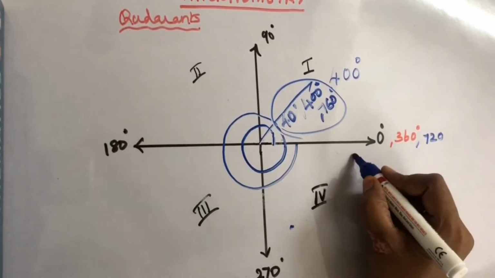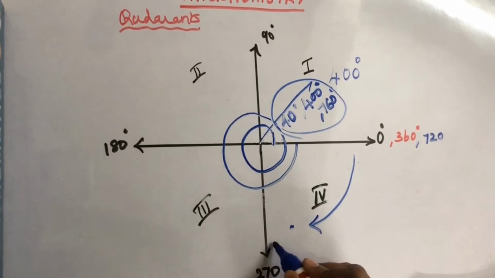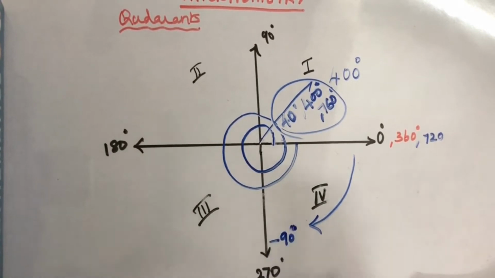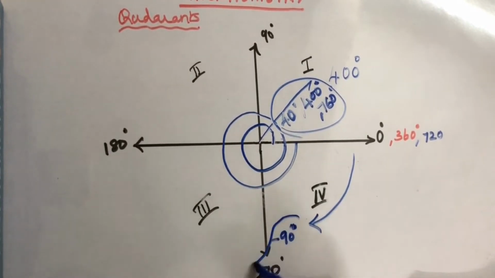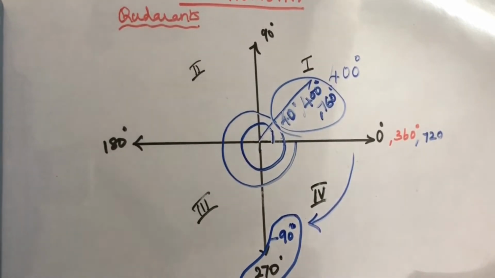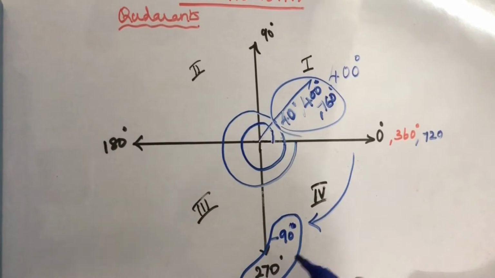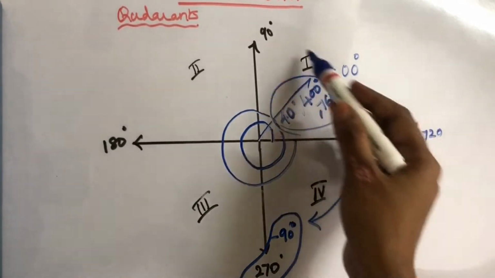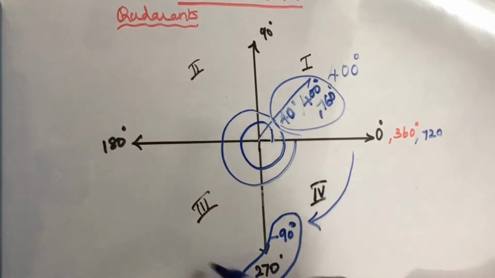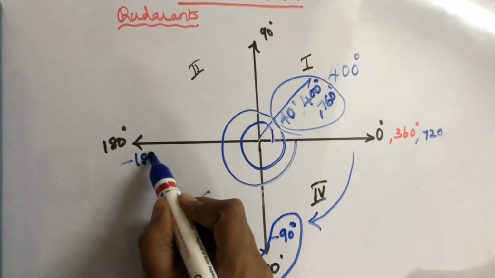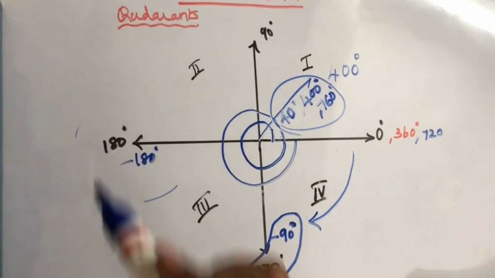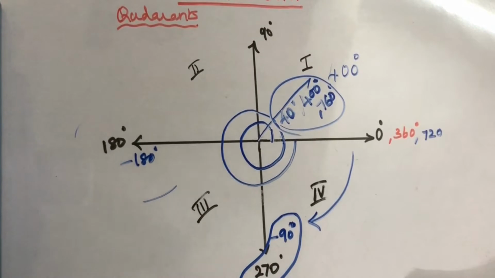Similarly, if I come like this, this is our minus 90 degrees, as I said. So this minus 90 degrees and 270 degrees are also coterminal angles because they occur in the same position. If I come like this, it is our 180 degrees. If I come like this, it is minus 180 degrees. So 180 and minus 180 are also coterminal angles.